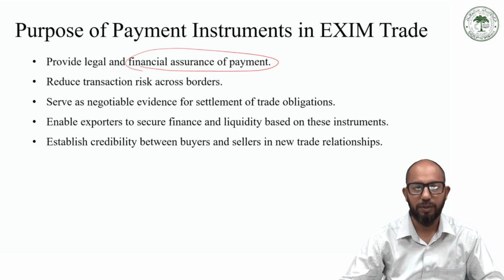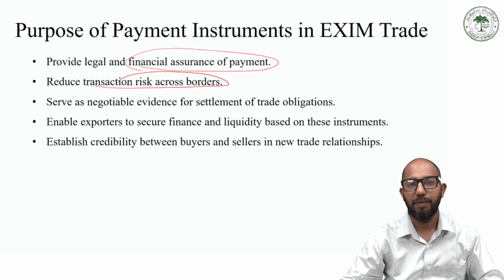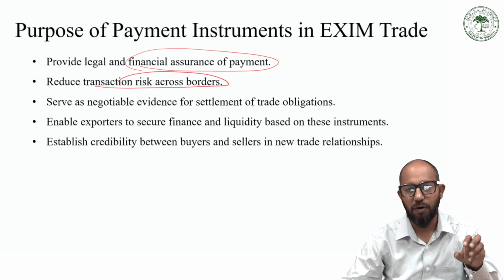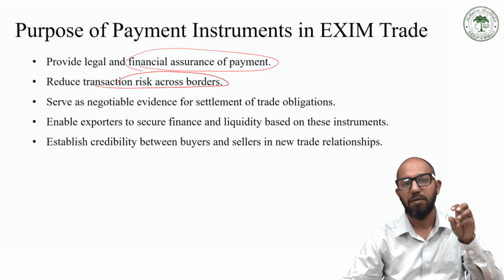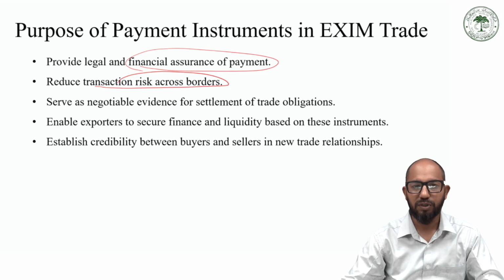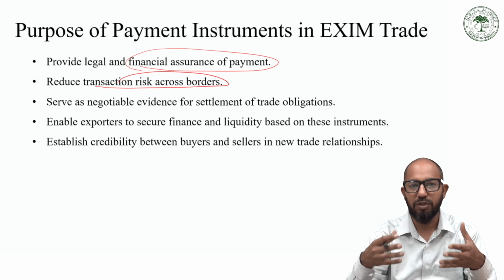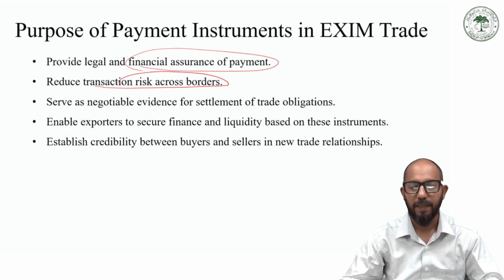These payment instruments also reduce transaction risk across borders because there is some level of trust and legitimacy in using these payment methods. Also, some level of guarantee or assurance of the payment is instilled into the payment instrument which we are using. So, because of these things, using these payment instruments reduces the risk across borders.